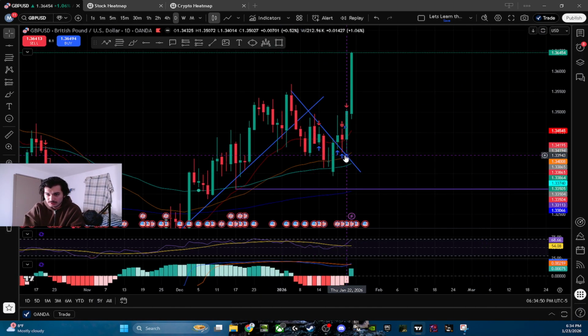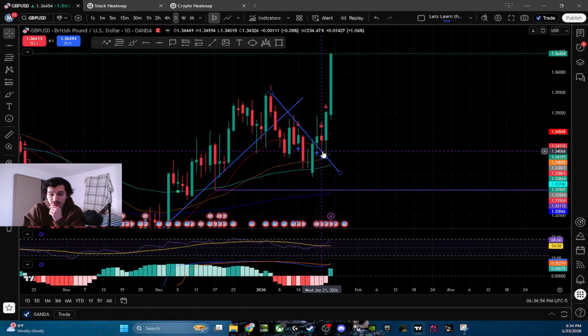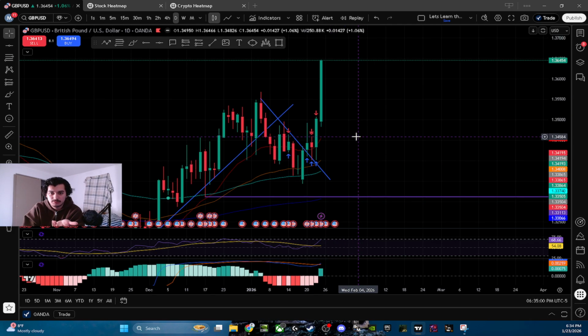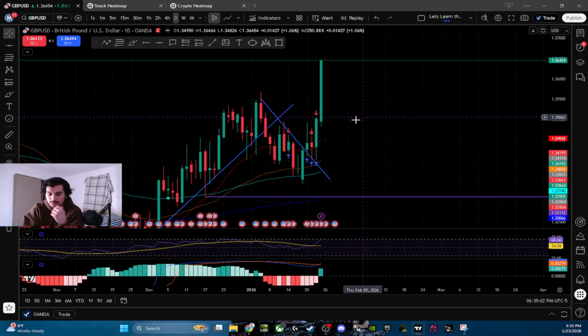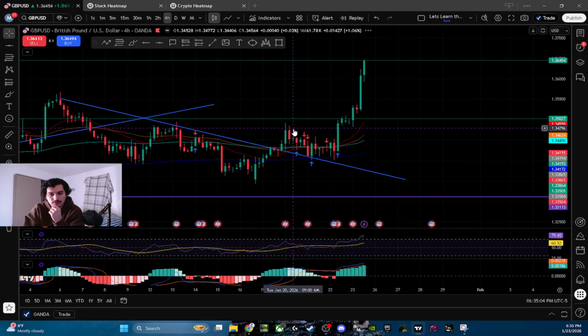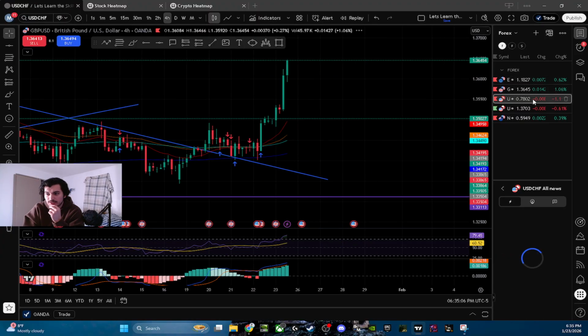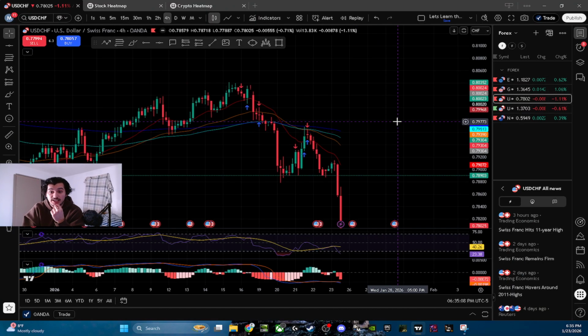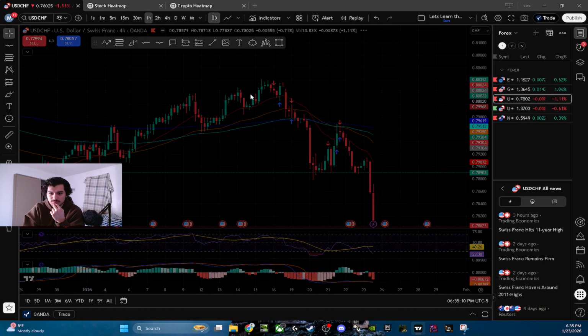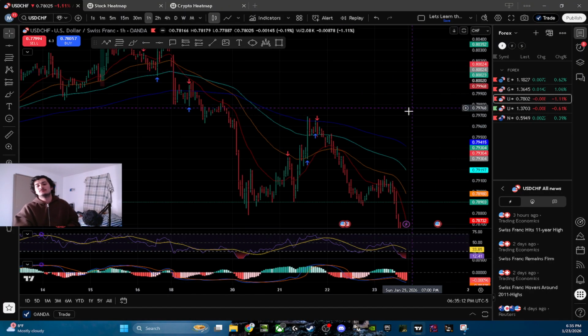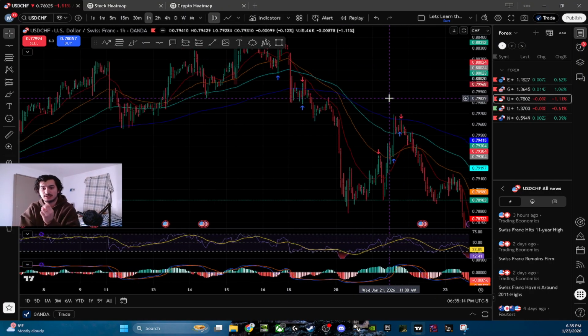I mean, look at this. On this daily candlestick, it rejected off this line right here, and it rejected off the 20 and 50 EMA, like I said before, and then price went up. Would you look at that? USD CHF. Let's look at this one right here. This one right here is crazy, man.